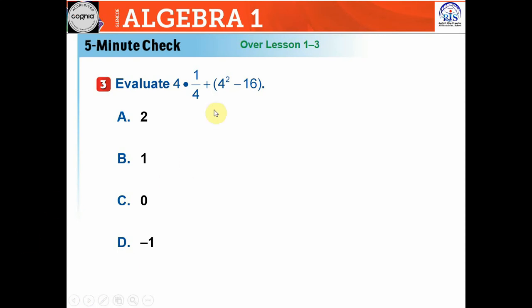Evaluate. Here he wants me to find the answer. Of course, first I solve the brackets. Inside the brackets I have power and minus. First I do the power. After I finish the brackets, I do multiplication here, and then I do addition. The answer is 1.